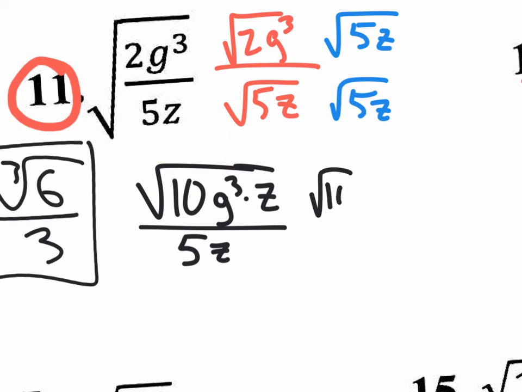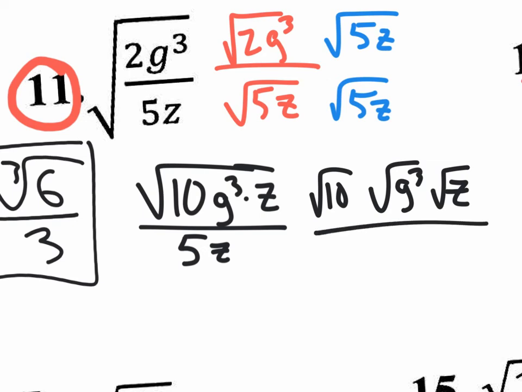You're going to have the square root of 10, the square root of g to the third, and the square root of z when you split the root, right? Now it's still over 5z. Out of those 3, the only thing you could actually do is the square root of g to the third.